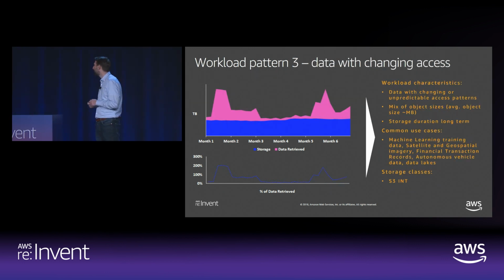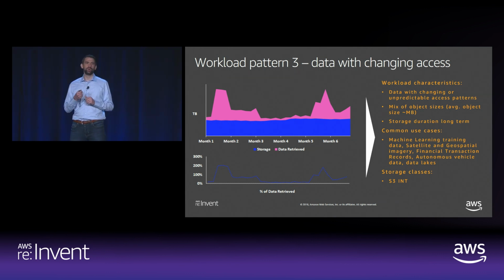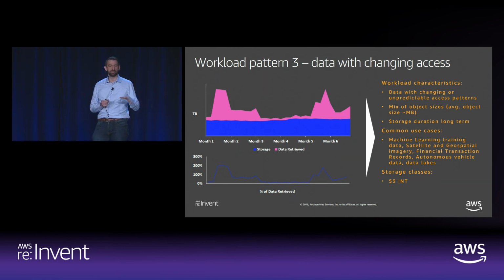The third workload pattern is a really interesting one. We talk about changing access patterns. While it looks a little bit funny, it's a workload pattern you see quite a bit. Let me give you an example. For instance, financial transaction records. There's a company analyzing financial records once a year, or once every 6 months. At the beginning, there's a lot of access for it. You can see that here because the pink graph is very high at the beginning. So the retrieval rate is like 200, 300%.